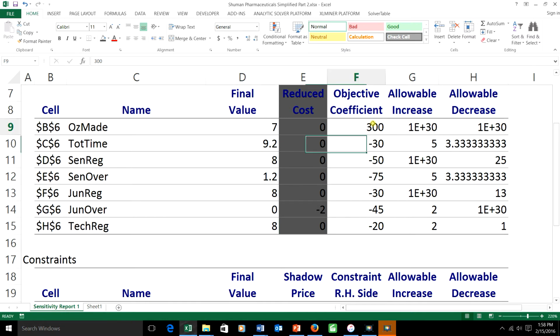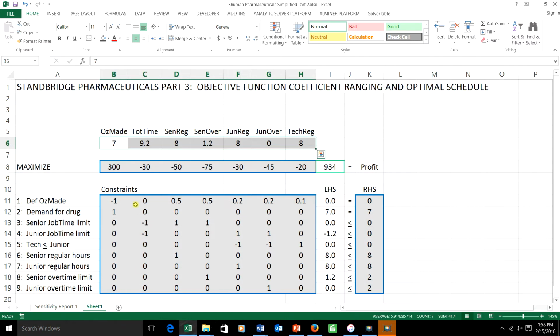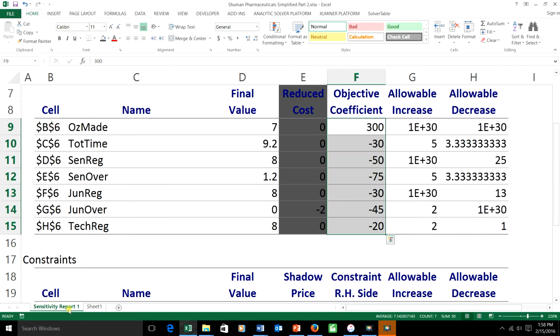The objective function coefficients are also from the previous page. They tell us how much profit we get from each of these activities. 300, negative 30, negative 50. You can see on the original page, 300, negative 30, negative 50, and so on. Okay, but it's these numbers that we're going to be changing.